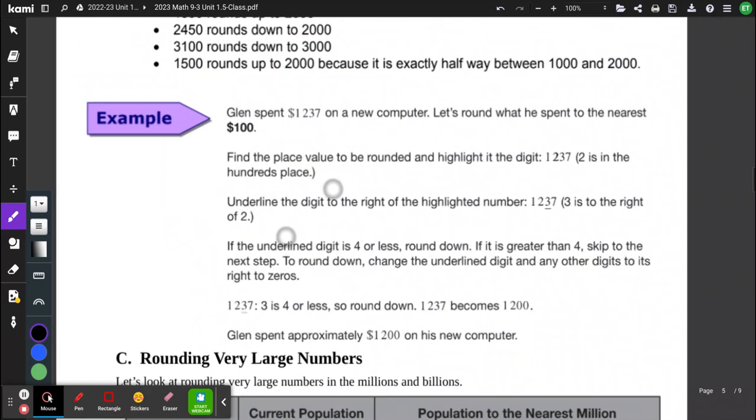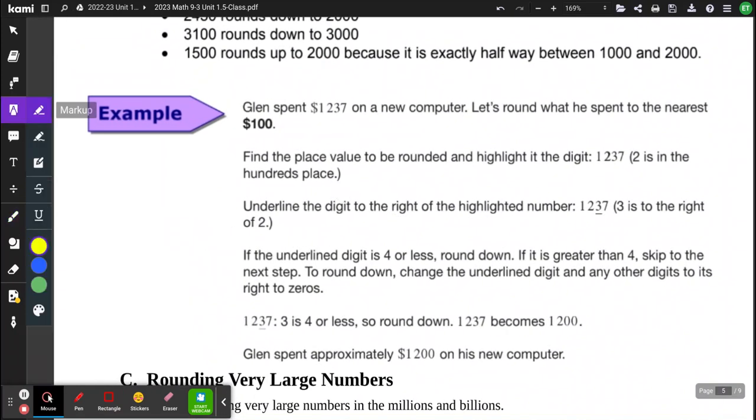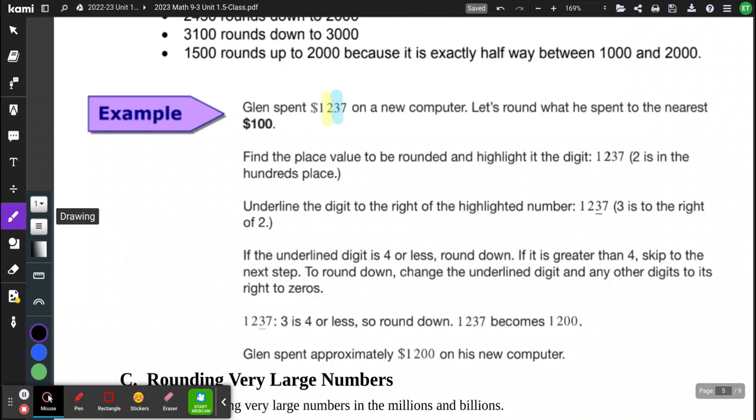Well, if I want to round to the hundreds, I will highlight the hundreds place, and then I've got to look at the number after it. So the number right after it's a 3. What do we know about 3s? Are 3s going to make a number go up or stay the same? It's going to stay the same.